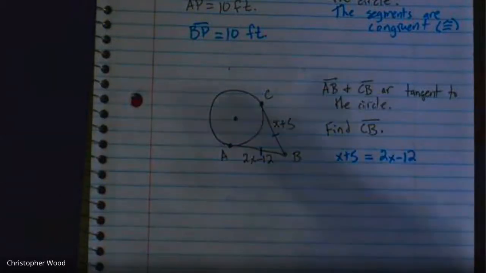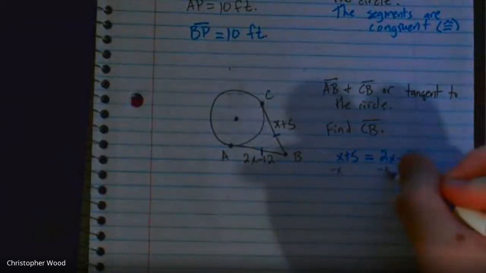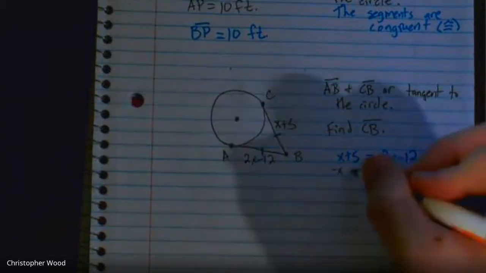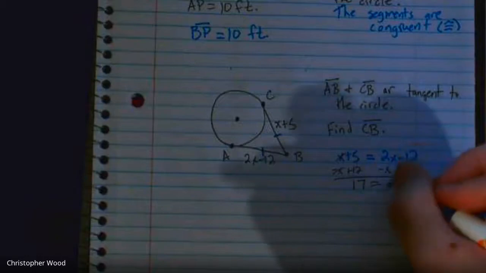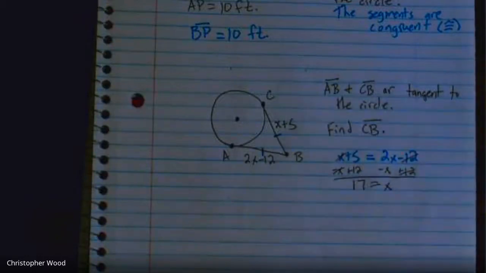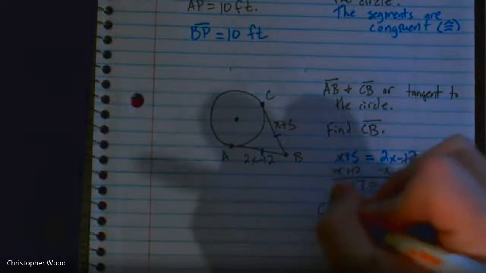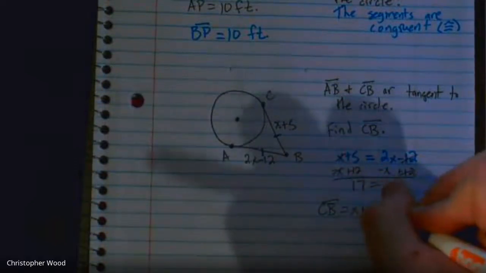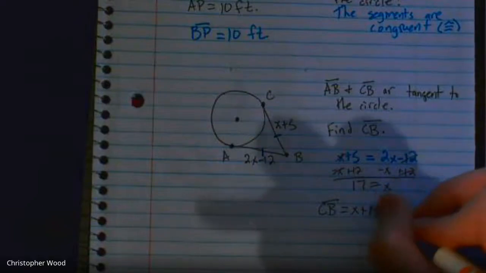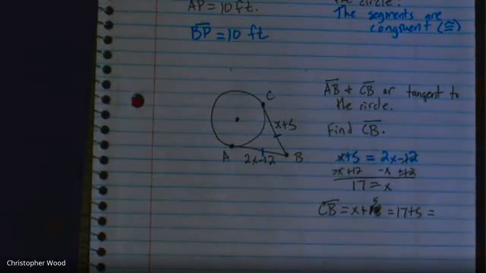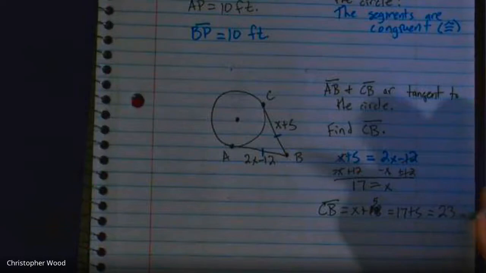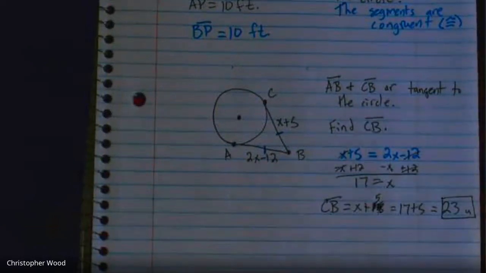If I solve this for x, so I'm going to minus x, and I'm going to add 12. This gives me 17 equals x. I know 17 equals x. CB is x plus 5, so I get 17 plus 5. So CB is 23 units. And that is how we can use the idea of those two tangent line segments being congruent to each other to help us solve for a missing value.